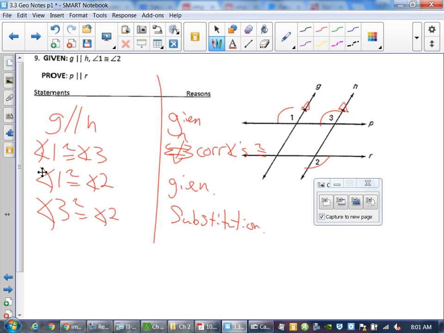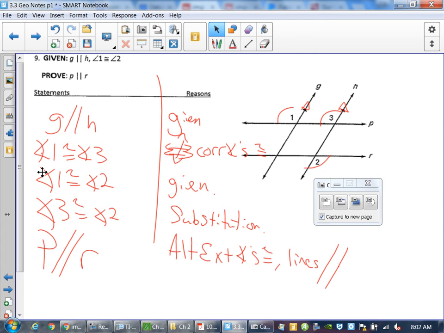What's the angle relationship between 3 and 2 then? Which one is it? Very good. So now we have alternate exterior angles. Are those alternate exterior angles congruent? Yeah. So the lines are parallel. So all you have to do now is this. P is parallel to R because alternate exterior angles are congruent, lines parallel. That's how that works from that progression. It goes right off of that.